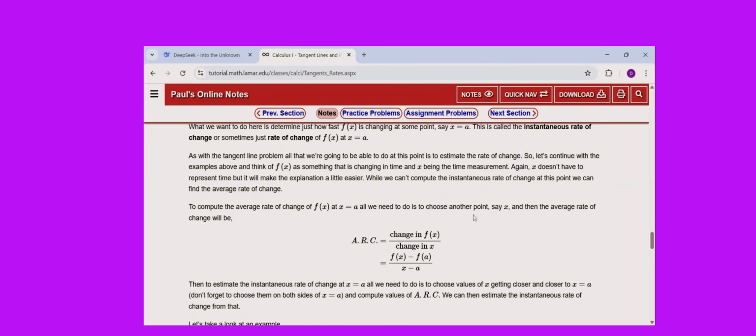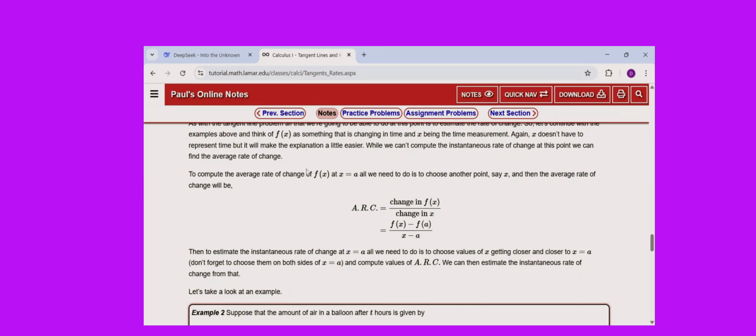Next is rate of change. You have the average rate of change: change in f(x) divided by change in x. Okay, guys, look at the formula. Average rate of change is equal to the change in the function divided by the change in x, how much distance, how much time taken. Here f(x) is the given function, f(a) means the change, and x minus a.